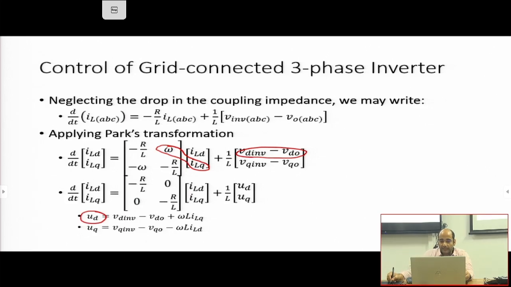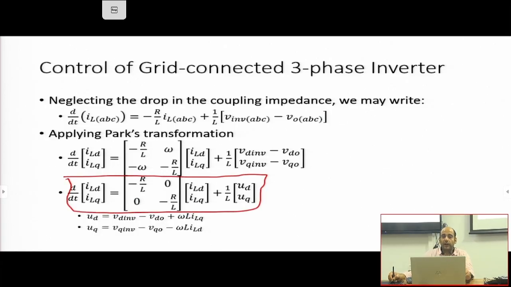Likewise, for the Q axis, you see there is a multiplication of these two quantities. You take it out from this matrix, add to this term, and give it a new name UQ. Okay, so now you see this differential equation.